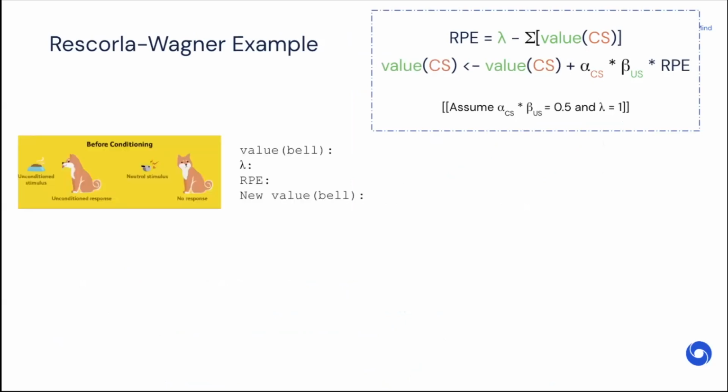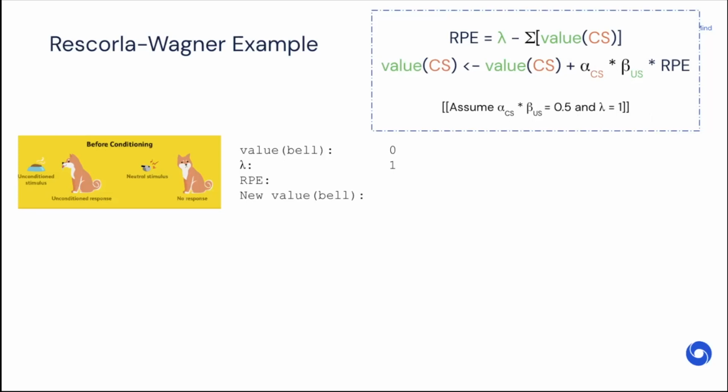Let's just walk through this example. Before conditioning, the dog hasn't learned anything yet. The dog is naive, just comes into the lab. What's the value, the associative strength of the whistle or of the bell? Zero. Lambda, I'm telling you here, is 1. Lambda just means, is the unconditioned stimulus present or not? So in this case, while we do the conditioning, lambda is present, so we set it to 1.